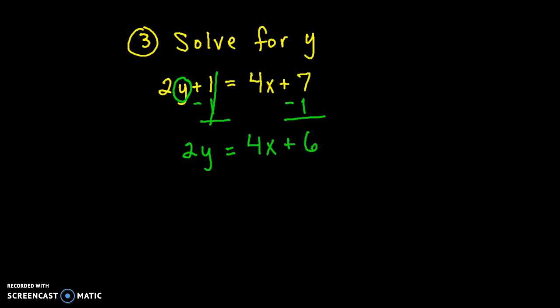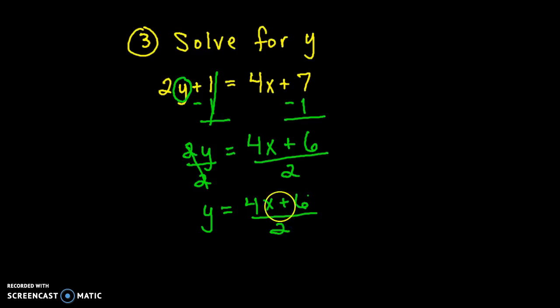You guys still with me? We're solving for y. Now we've got 2y. This is multiplication, so we're going to do the inverse operation, which is division, to isolate that variable. We're going to divide both sides by 2. 2 divided by 2 is 1, so we're left with y is equal to 4x plus 6, all divided by 2.